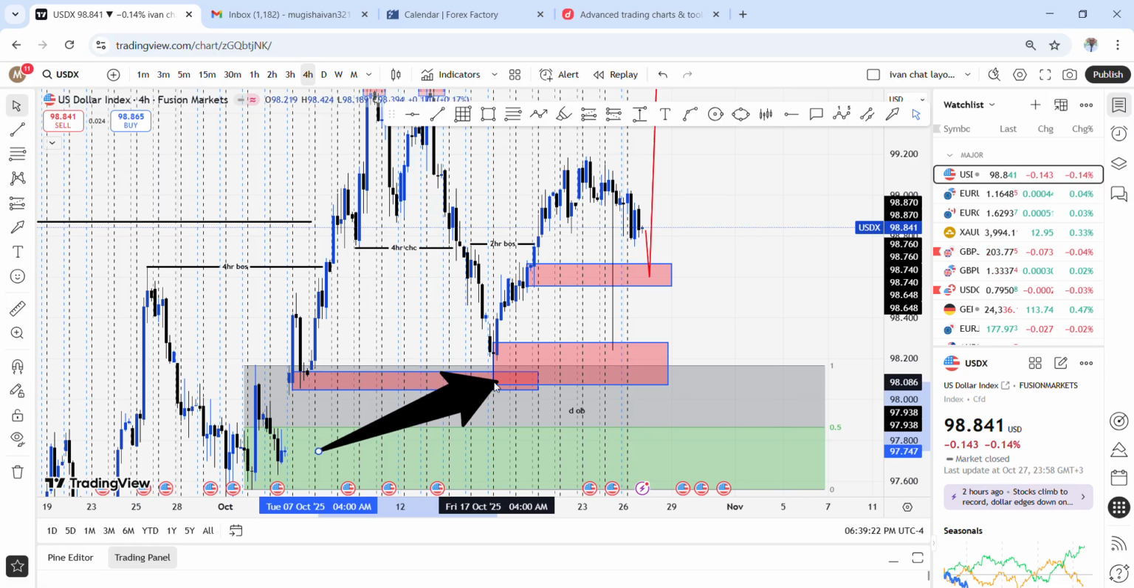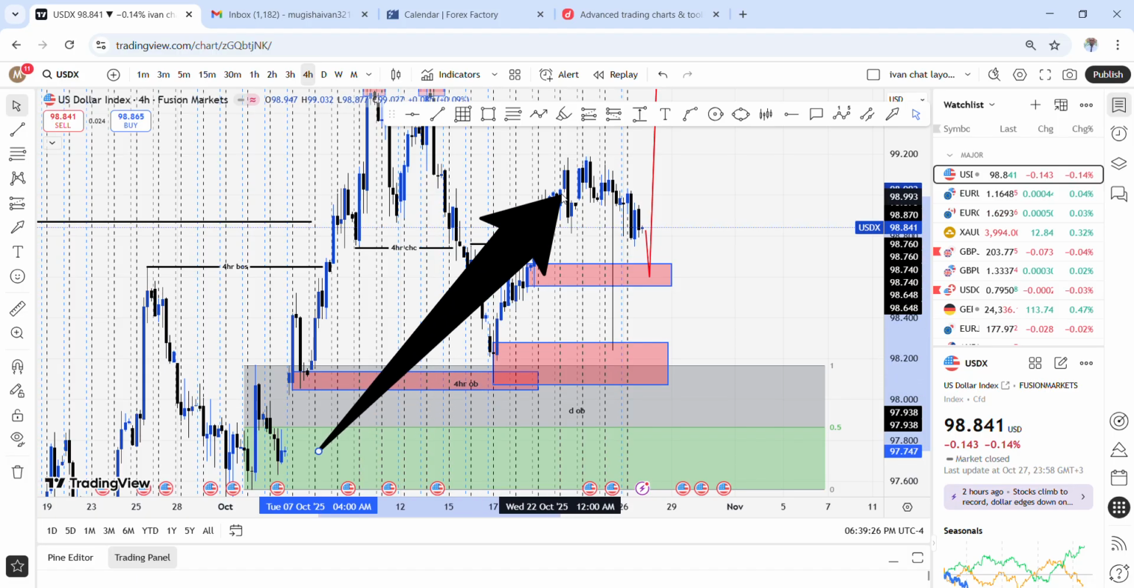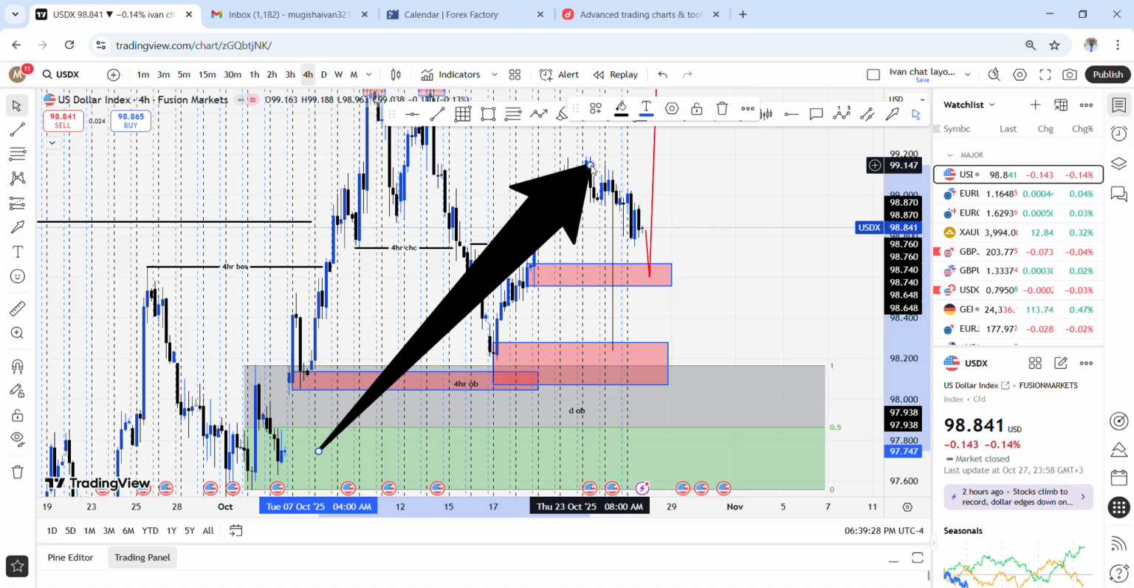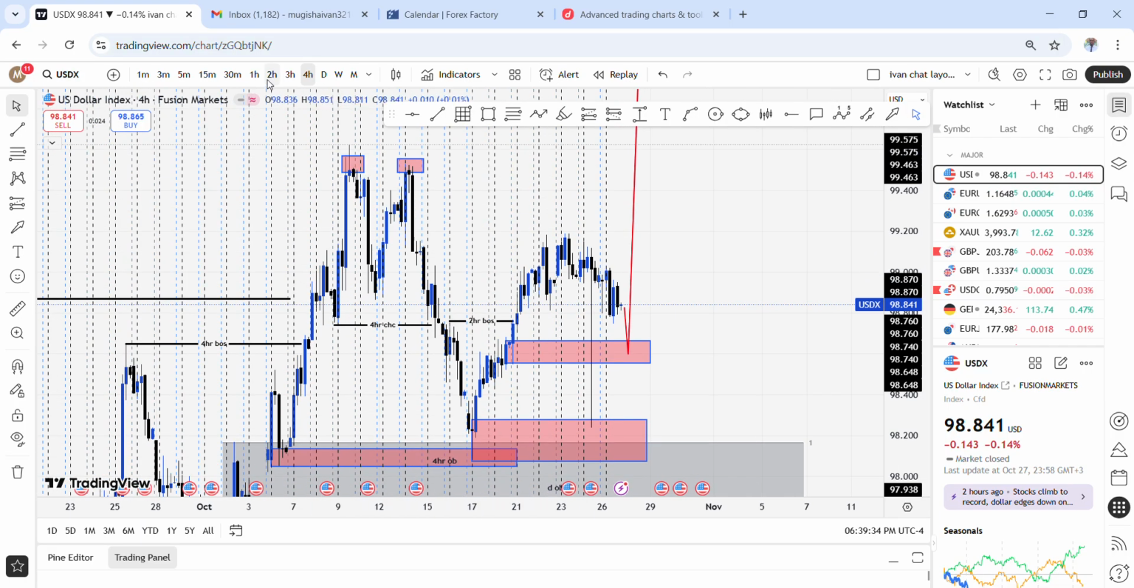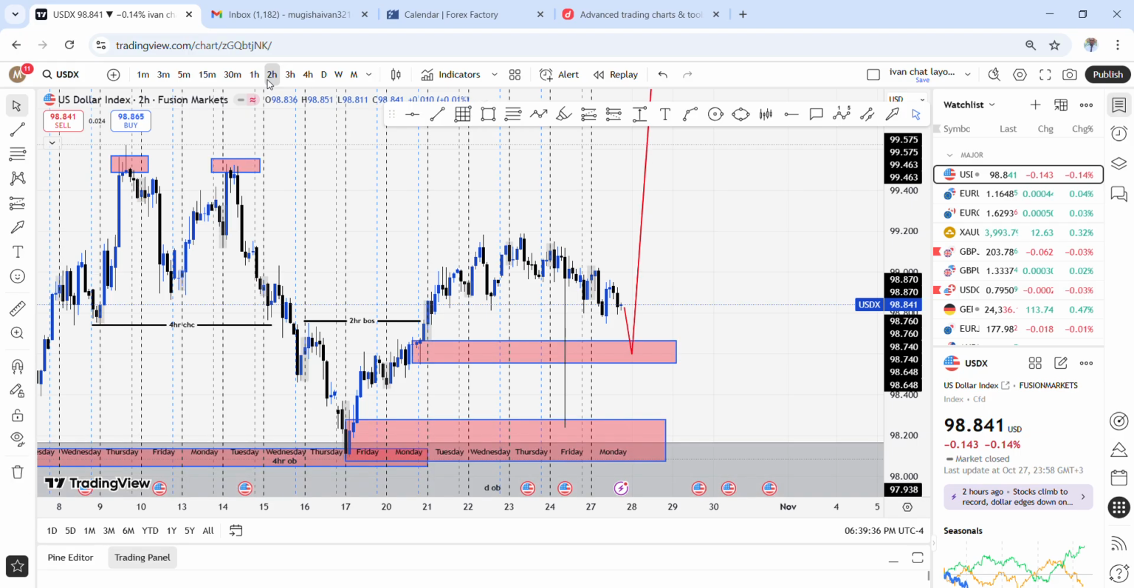For that reason, you see that DXY came and tapped into this, and then started going above. But right now we are not seeing any break of structure at the moment. So it pushes me to the lower time frames to keep on analyzing and getting to understand where the market is going on DXY, and this will give us a clearer picture of what to do.